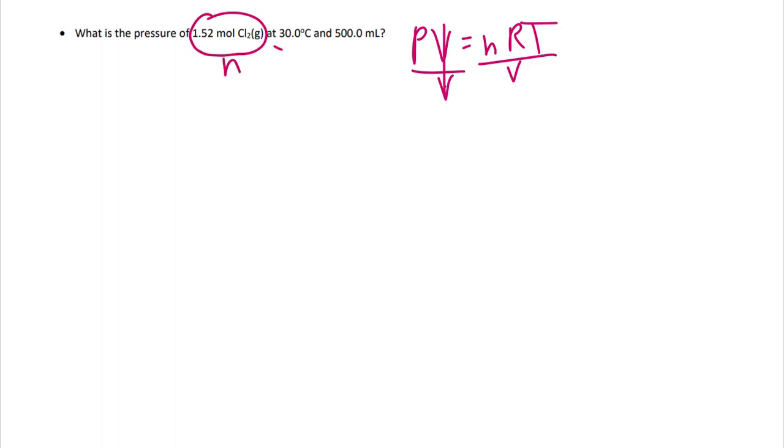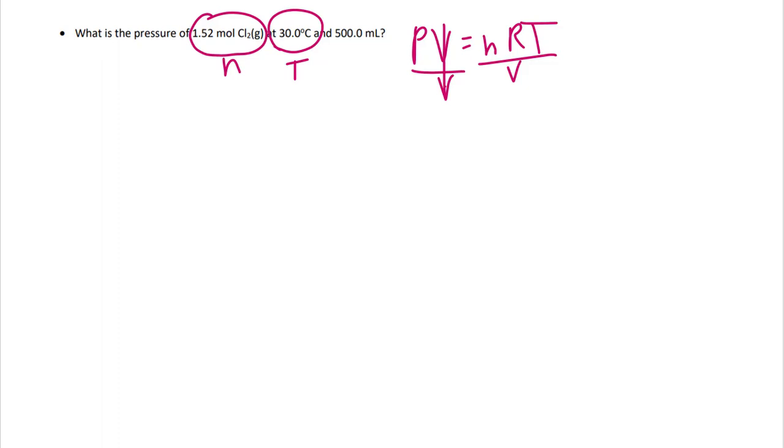All right, let's try another practice problem. This one wants to know the pressure. So again, if we use PV equals nRT to solve for pressure, we got to get rid of volume. So we're given moles, which is N. We're given temperature. I got to convert it to Kelvin. So I'm going to do that right away.